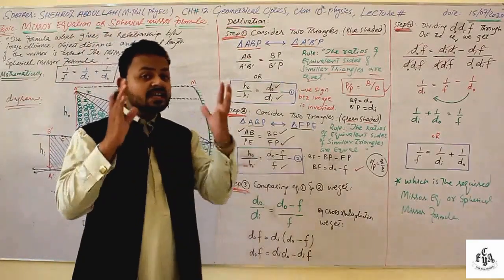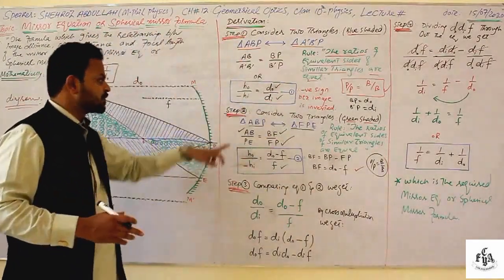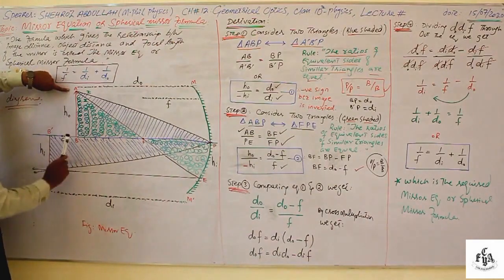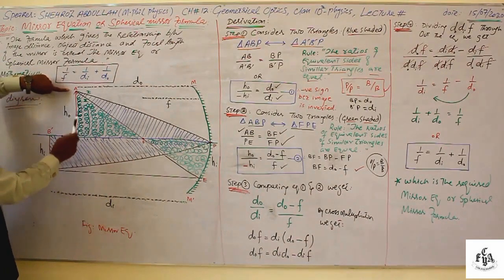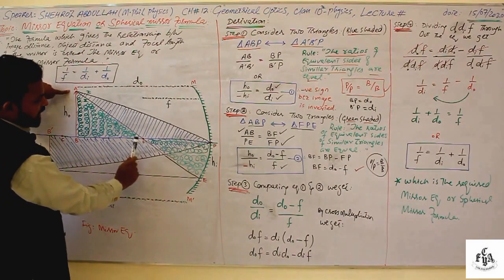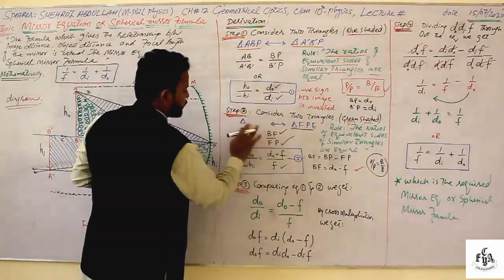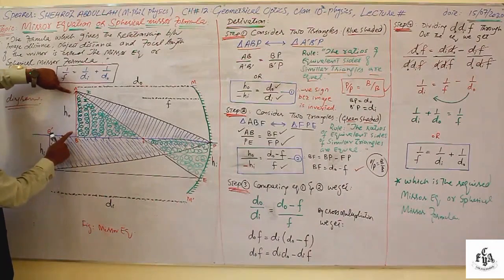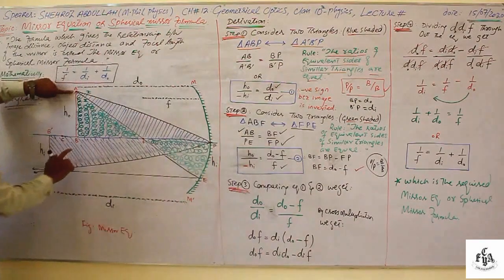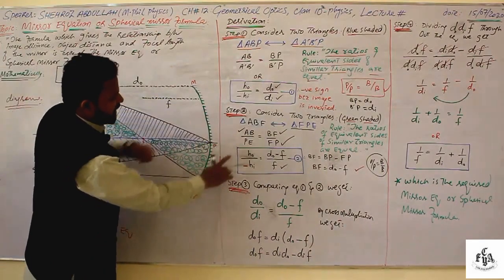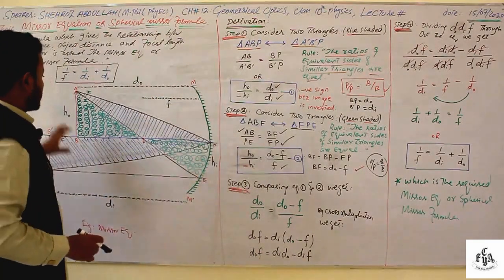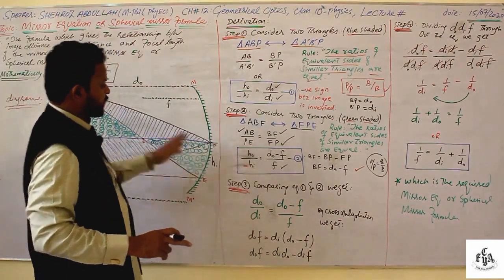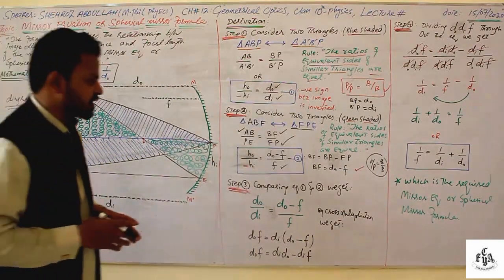Now comparing the green shaded triangles, come back to the same diagram. Triangle ABF and triangle FPE. I'm talking about this triangle ABF, and FPE. What is the perpendicular? AB, I have written AB. What is the perpendicular of the second triangle? PE, I have written PE. Now the replaced values: AB will be replaced by H naught and PE will be replaced by minus H naught, minus because the image is inverted.